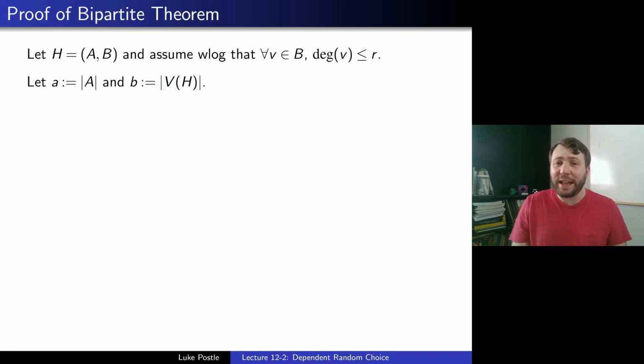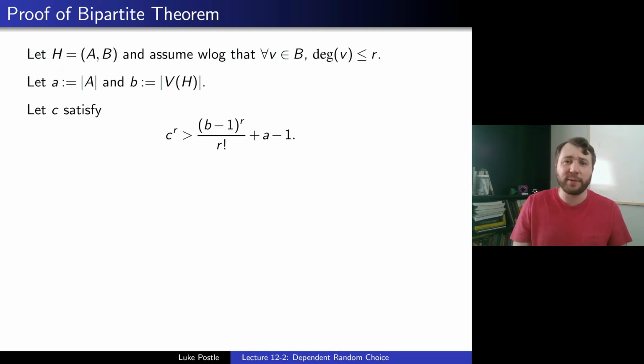And then we're going to let little a be the size of A, that one side, and b be the number of vertices of H. And then we have to find a constant: we're going to let C be a constant that satisfies C to the R is strictly greater than (b minus 1) to the R over R factorial plus a minus 1. So why are we doing that? It's to make the dependent random choice lemma work, and you'll see how that goes.